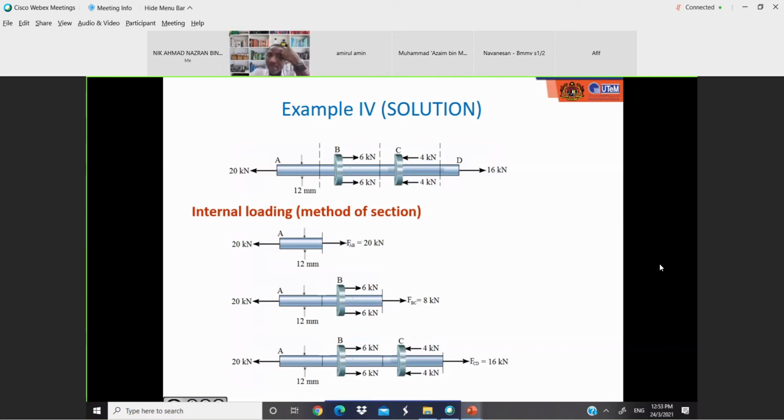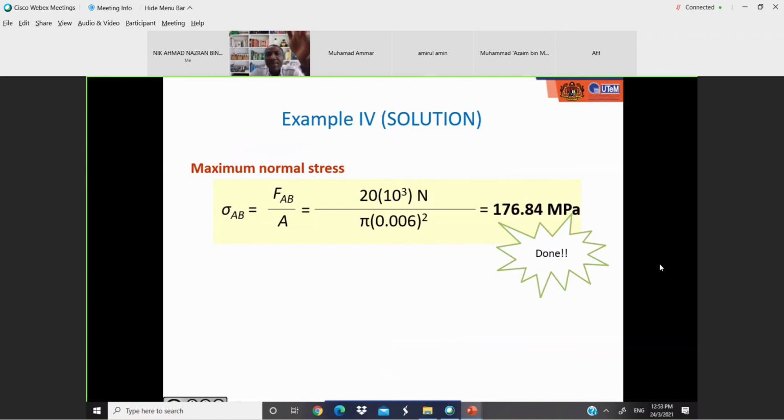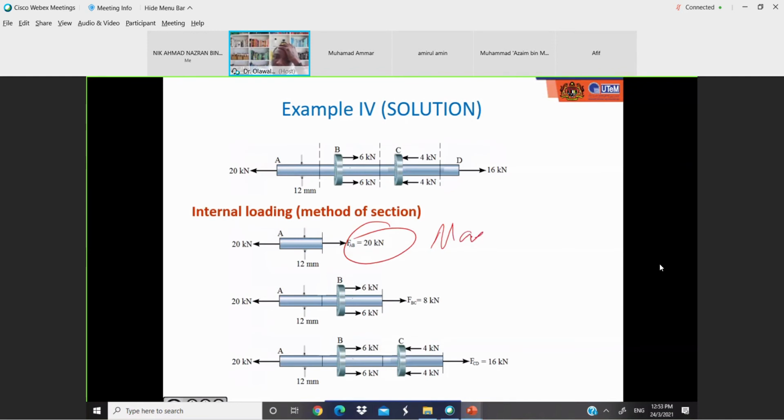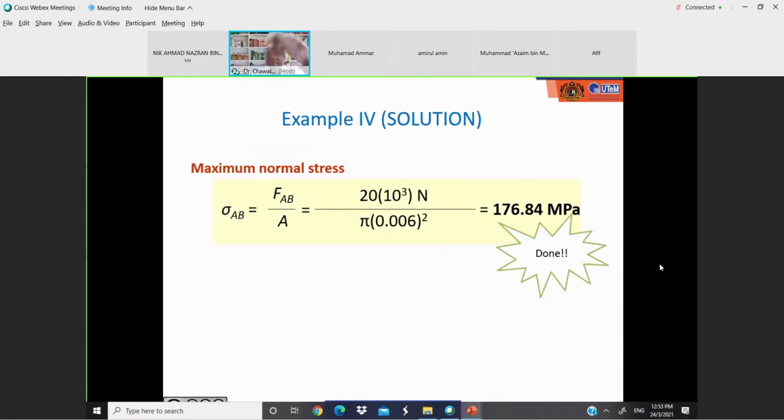Okay. All right, so this is what we've done so far. The maximum. Then from there, we can calculate our maximum stress, which is FAB bagi area. Ada soalan? Ada masalah? Tak ada. Semua baik. Baik. Faham? Okay. Please, if you have any question, let us know so we can answer your questions.